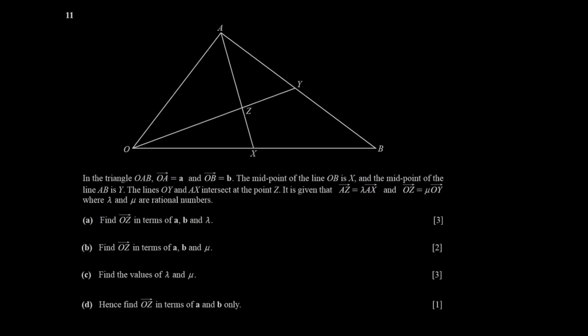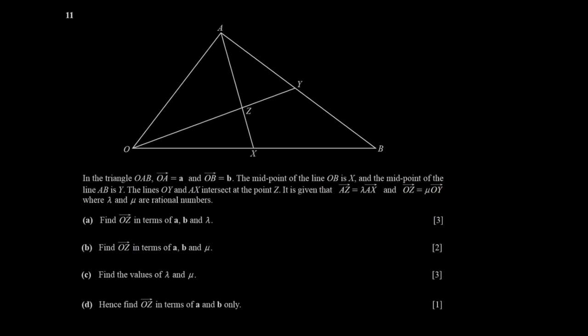Okay, so here we are in question 11. This is a vectors question. The triangle OAB, OA is the vector A, OB is the vector B. The midpoint of OB is this point X. The midpoint of AB is Y. And the lines OY and AX intersect here at the point Z. And it's given that AZ is lambda AX and OZ is mu OY.